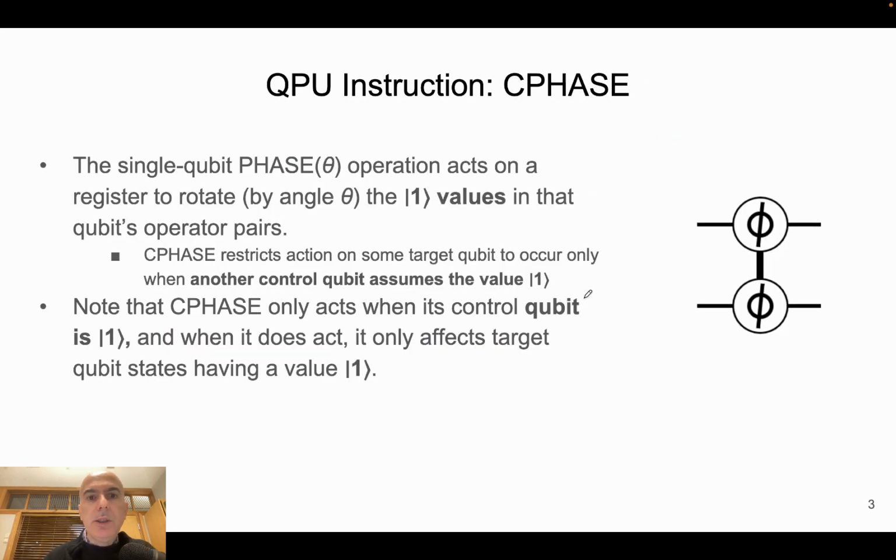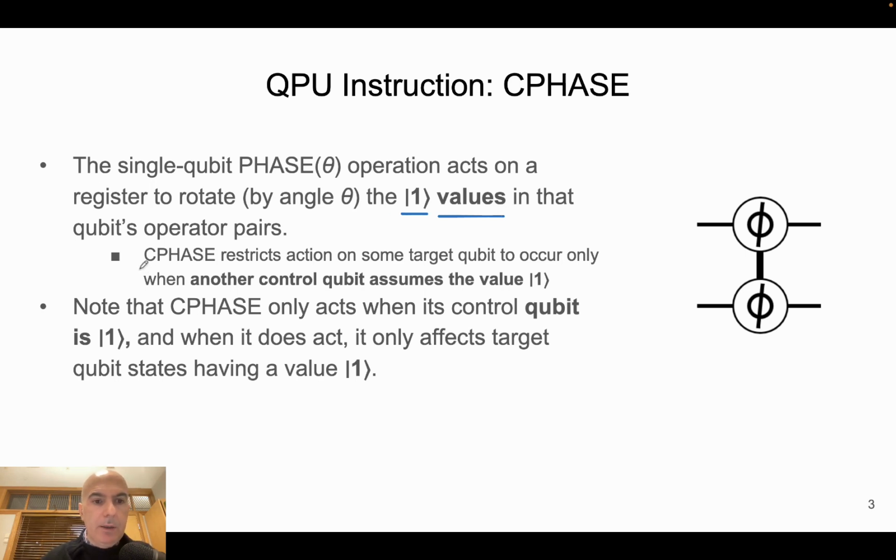So the single qubit phase, as we saw in the previous lecture, but also in the previous slides, acts on a register to rotate by an angle theta only the state 1 values. So this is extremely important. We act only on the state 1 value because this is a relative phase with respect to the state 0 value. And this applies only to the state 1 values in the qubit operator pairs.